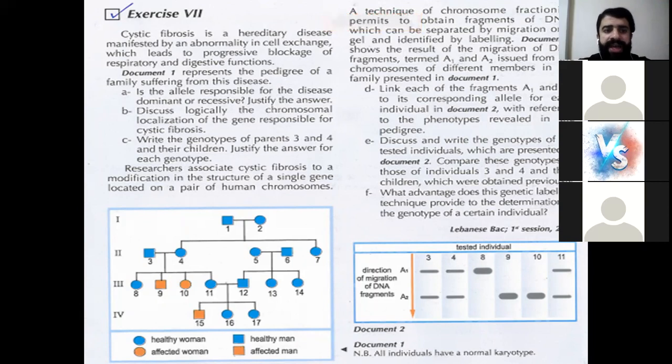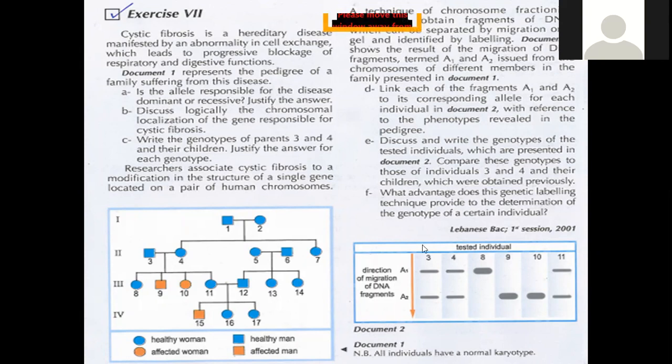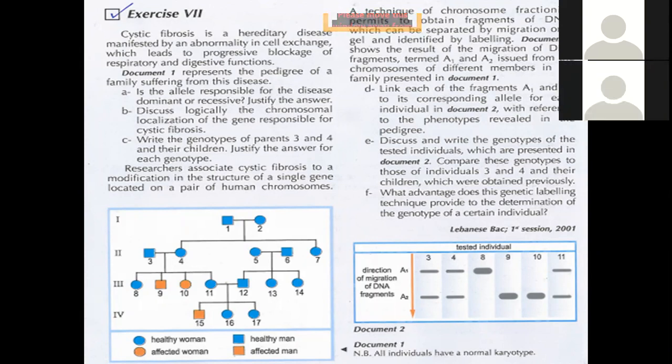First of all, they ask the question: is the allele dominant or recessive? Justify your answer. So let's move now to Selena. What do you think? Looking at the pedigree, the blue ones are the normal, and the brown or orange ones are the abnormal or affected ones. Yes, Selena, is the allele dominant or recessive for the disease? It's recessive. Justify.